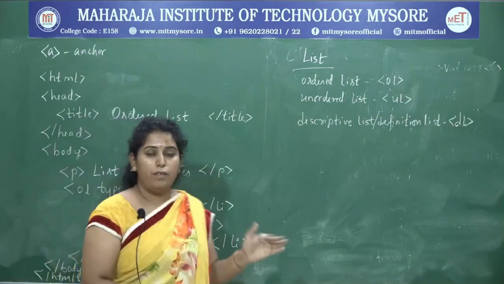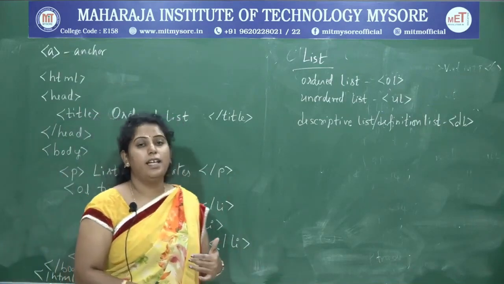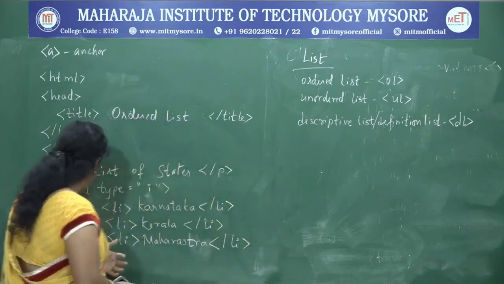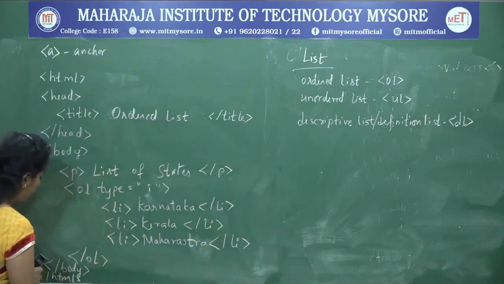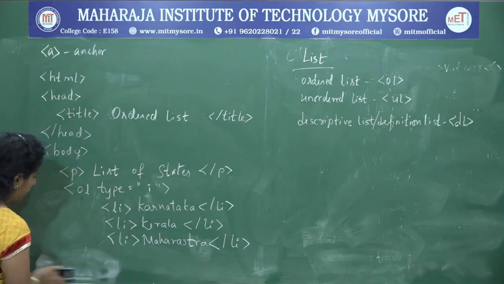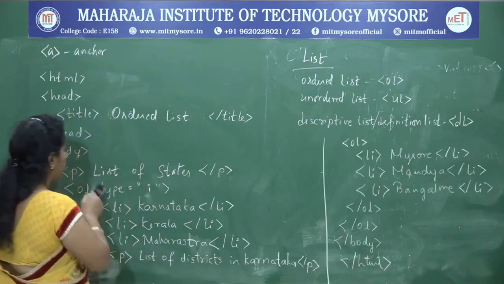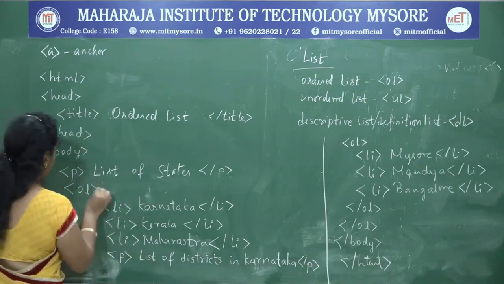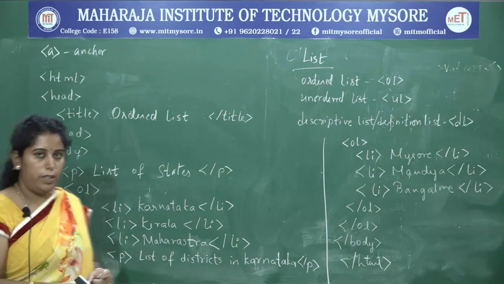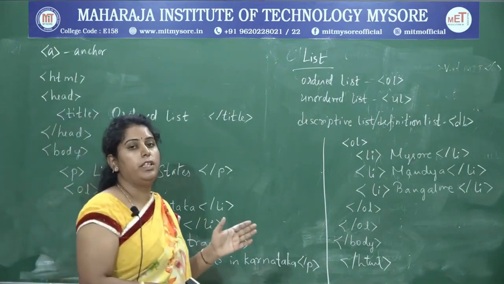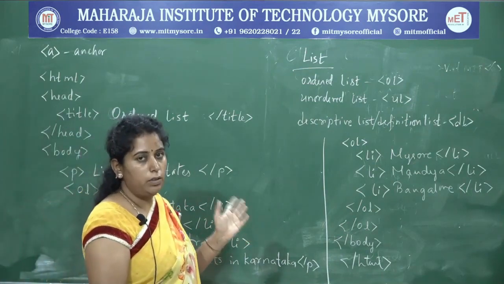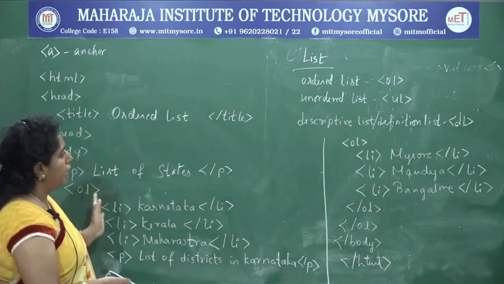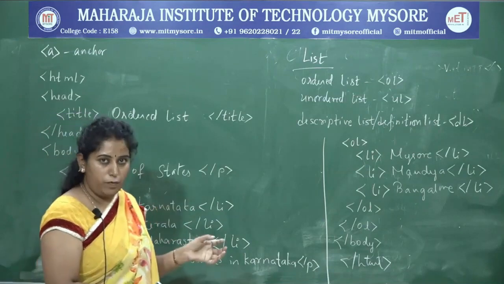In the same example, I will continue with nesting the list items. How you can create nesting means, for example, here I will simply make use of OL only. So what happens? By default, what will be the sign or symbol? Number, right? So now here is an example where we are doing nesting of list.